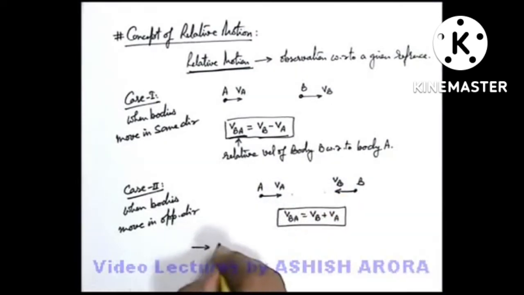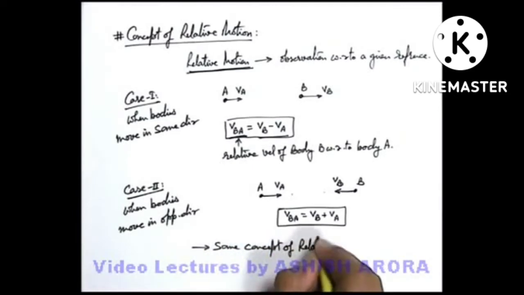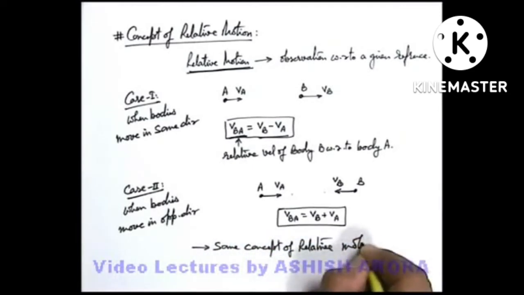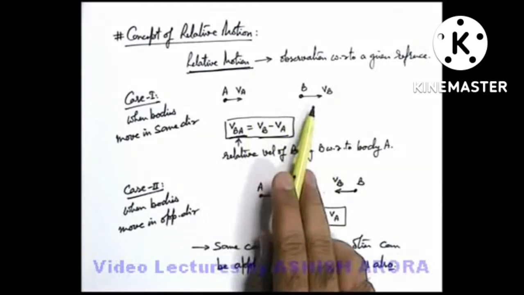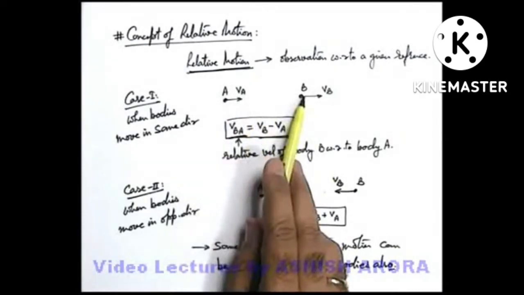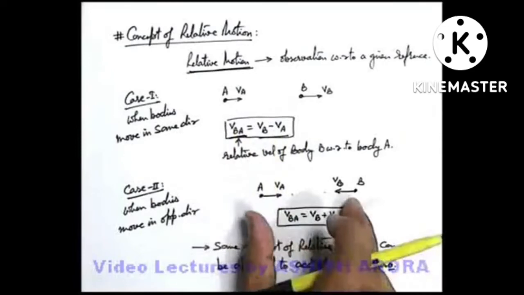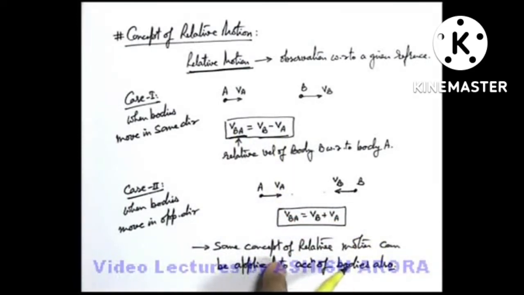Along with this, we can also write that the same concept of relative motion can be applied to acceleration of bodies also. That means if two bodies are moving in the same direction with accelerations aA and aB, then their relative acceleration can be written as aB minus aA. And if they are moving opposite to each other, their relative acceleration will be the sum of the two accelerations. Let's discuss these concepts in some examples.